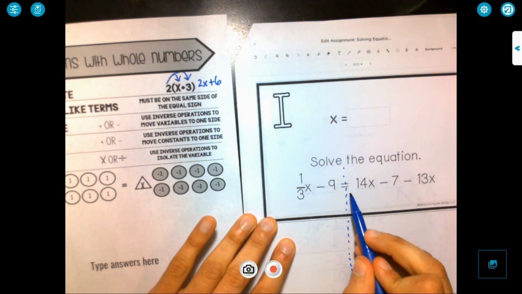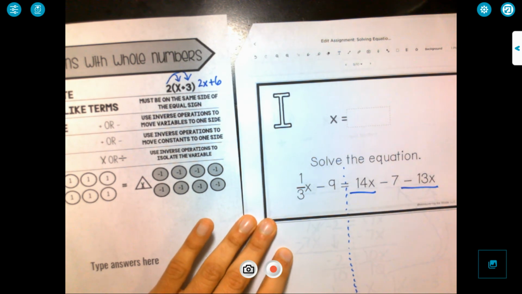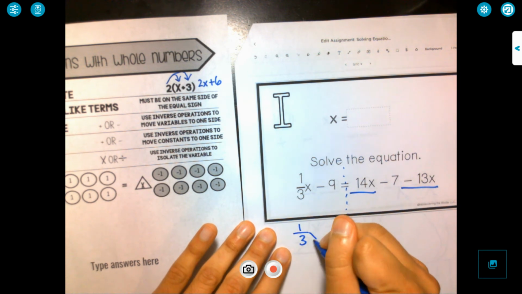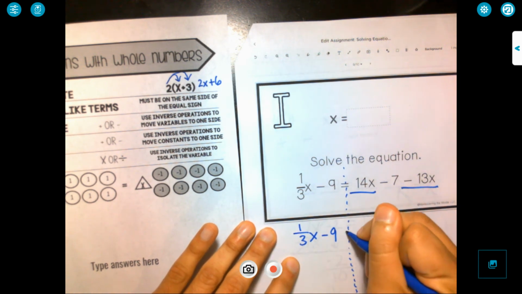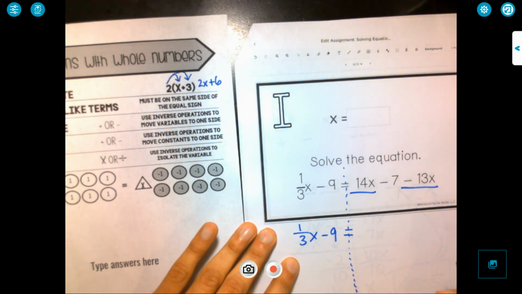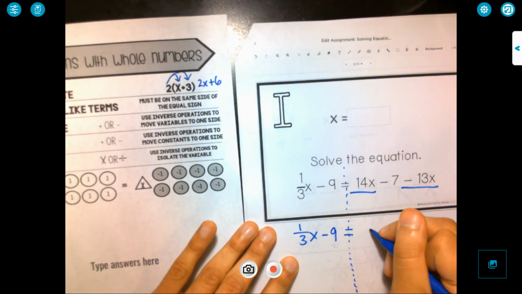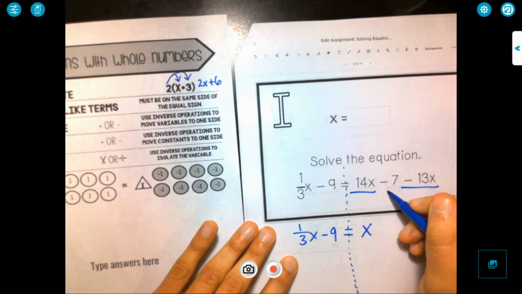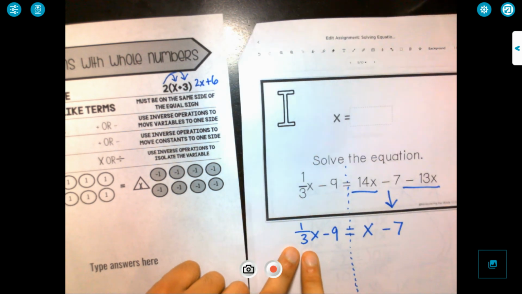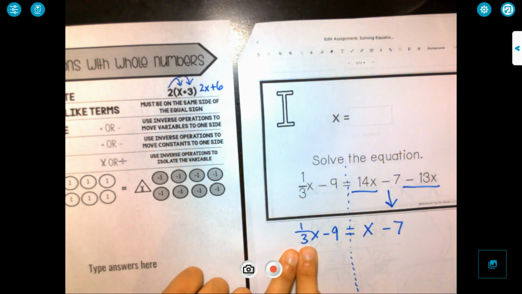On this side, however, we have 14x minus 13x. So variable, variable, same variable. So we can rewrite this: 1/3 x minus 9, carry that down, is equal to 14 minus 13, which is 1, or just x. We express 1x as x by itself, carry down our negative 7, and now we've combined like terms. All right, so now you're probably wondering what to do with this fraction. So to get rid of a fraction, we take the denominator and multiply it by both sides of the equation.